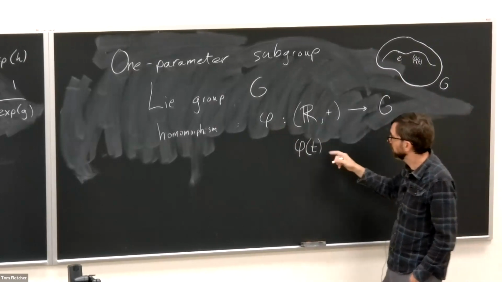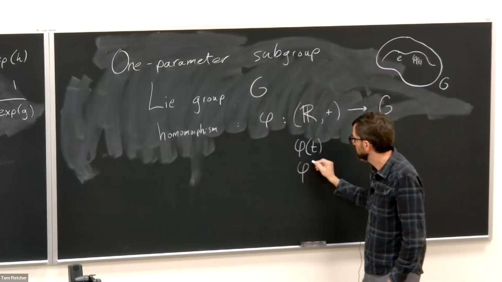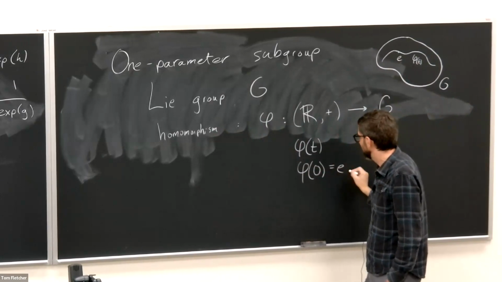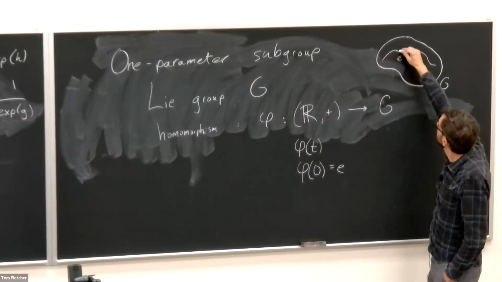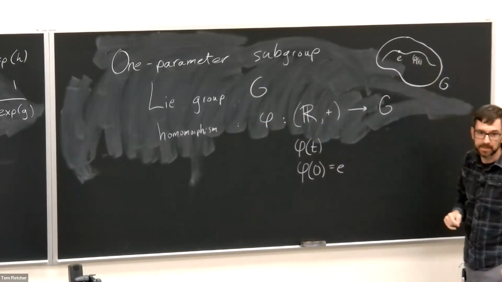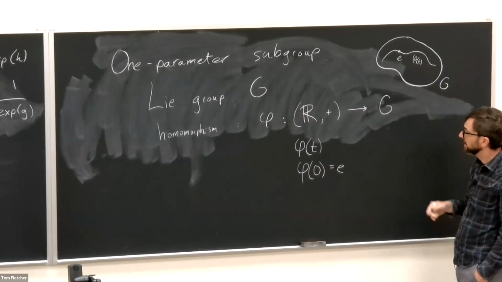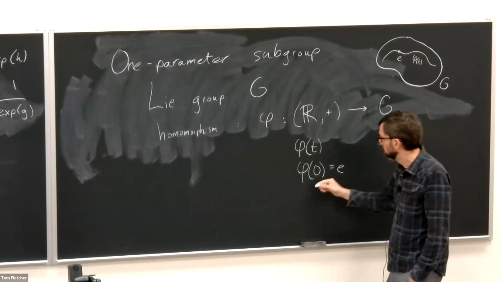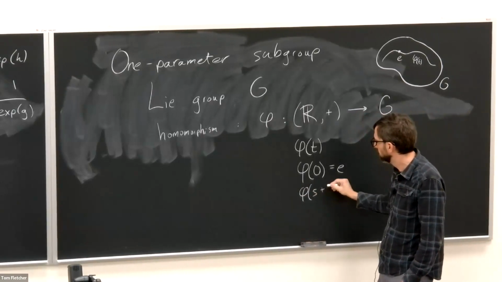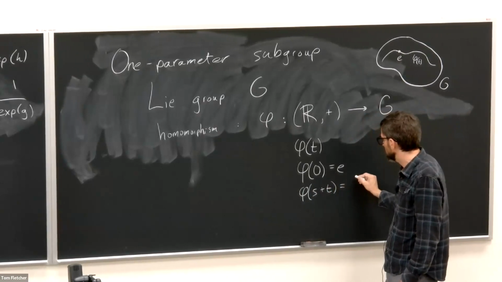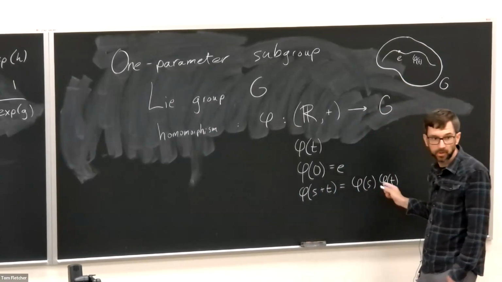Okay, what we also know, now that we do use the fact it's a homomorphism, is that phi of 0 is the identity element. So at t equals 0, I know exactly where I'll be. I'll be at e, the identity element of my Lie group. All right. And like I said, we know that the homomorphism property is that phi of s plus t is equal to phi of s times phi of t in the group.